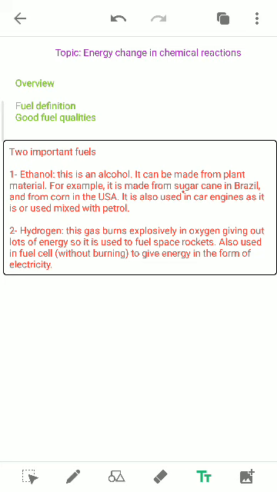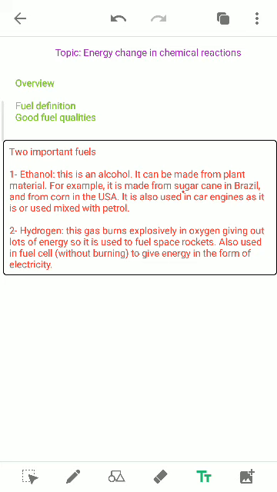Many cars now in Western countries are powered with hydrogen as well, and that is basically in the form of electricity, and electricity is used to power the vehicle. So those cars are basically electric cars, but they use hydrogen gas to produce electricity. So we'll learn about this in the coming lectures.